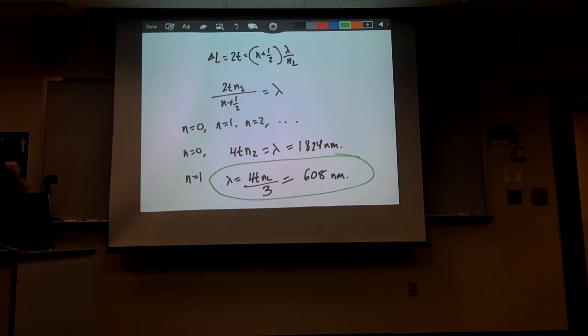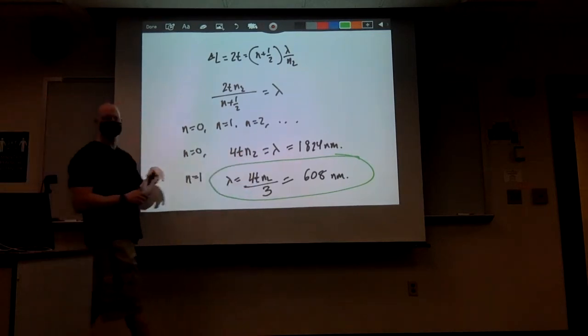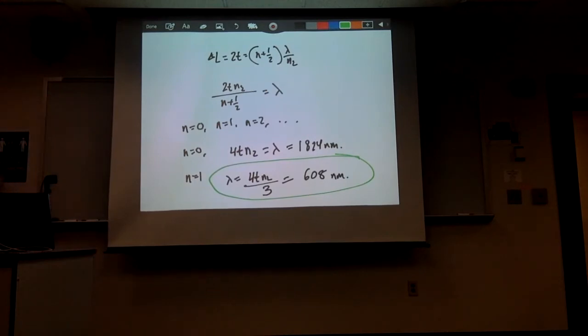Since we're finding an answer in nanometers, we need to convert T to nanometers and then back. No, in this case, we can keep T in nanometers the whole time, and we can just find the wavelength in nanometers. That's fine.